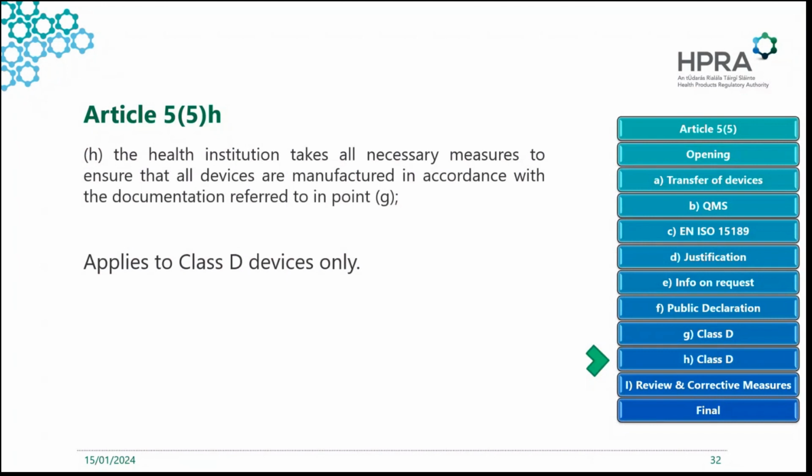The next point, 5.5(h), is linked to (g). So under (g), you've basically outlined all the documentation about how you manufacture the devices, their performance, and where the devices are being manufactured. And under (h), you're confirming that you're going to take all necessary measures to ensure all devices are manufactured in accordance with that documentation you've drawn up. So in (g), you're specifying what you're going to do. In (h), you're following it, including trying to reach the performance that you specified. And again, this would only apply in the case of Class D devices.